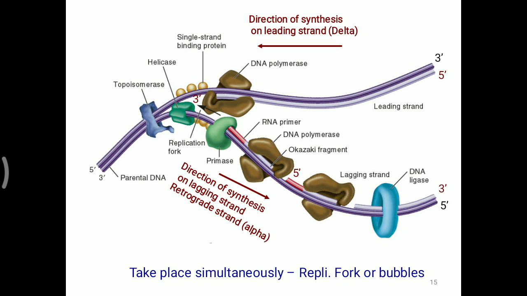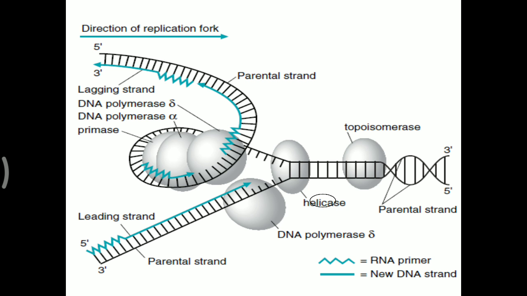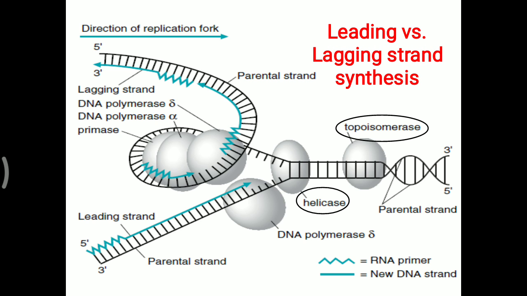So the lagging strand is synthesized with the help of DNA polymerase alpha. Now the direction of fork movement you have to remember. So that is how the leading strand and lagging strand form. Further in detail, first the helicase separates both strands of the DNA. Next, topoisomerase relieves the supercoiling. After that, leading and lagging strand formation.